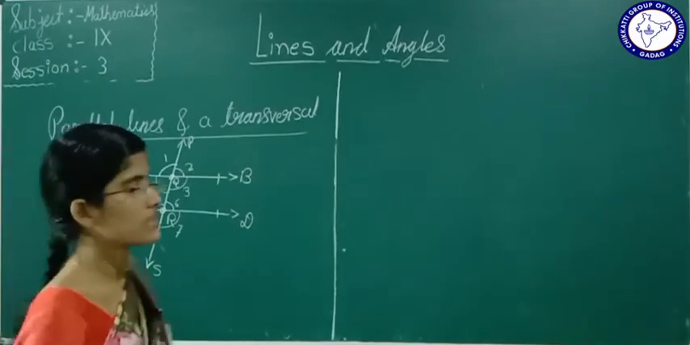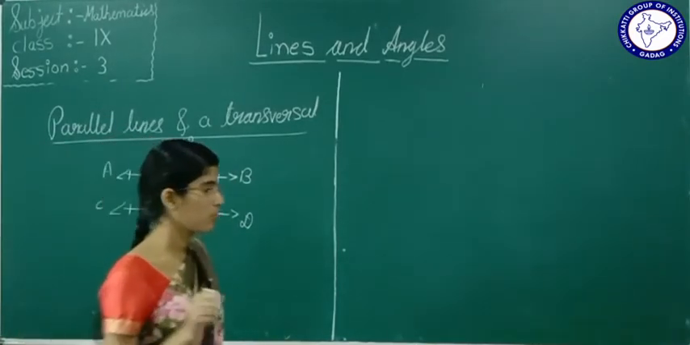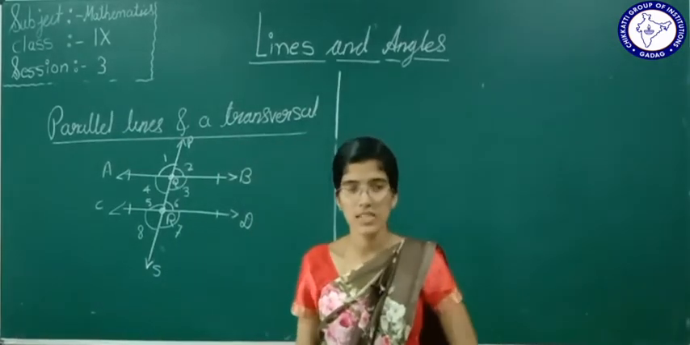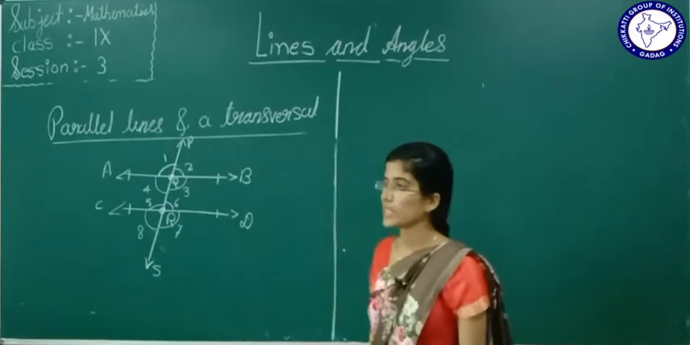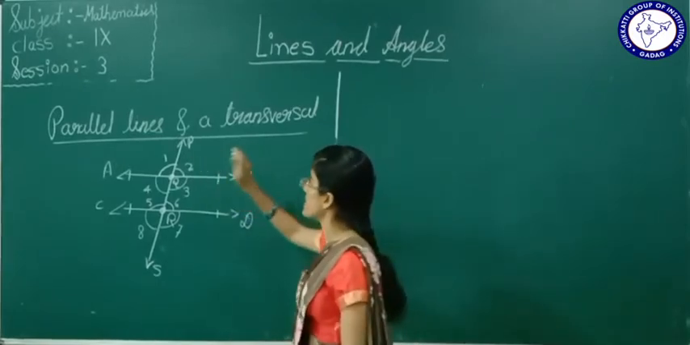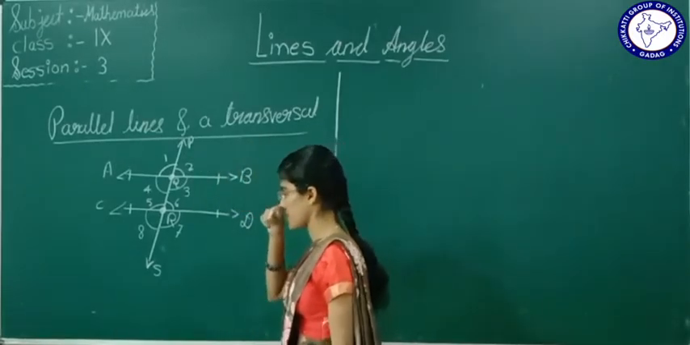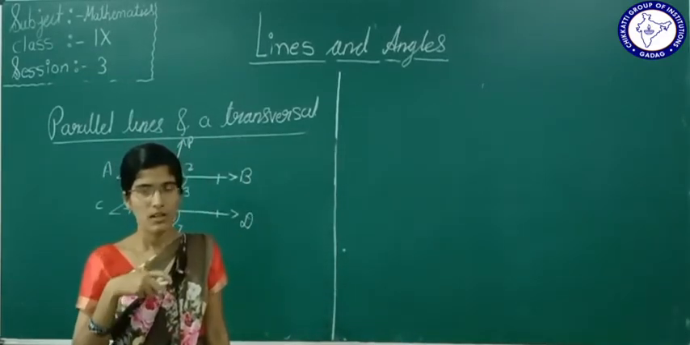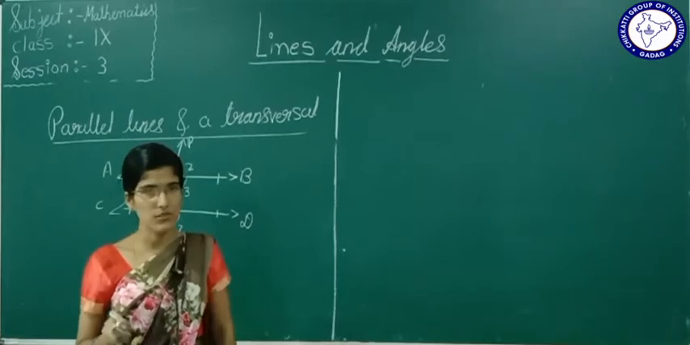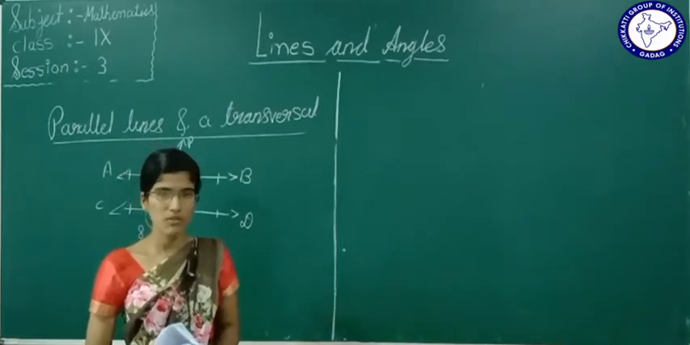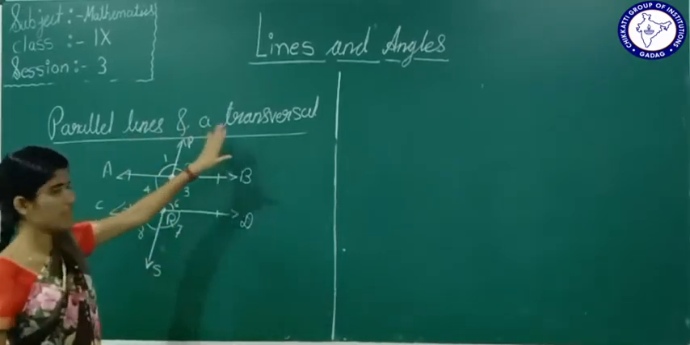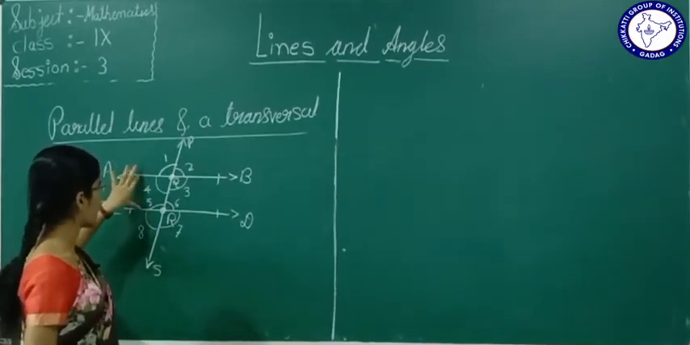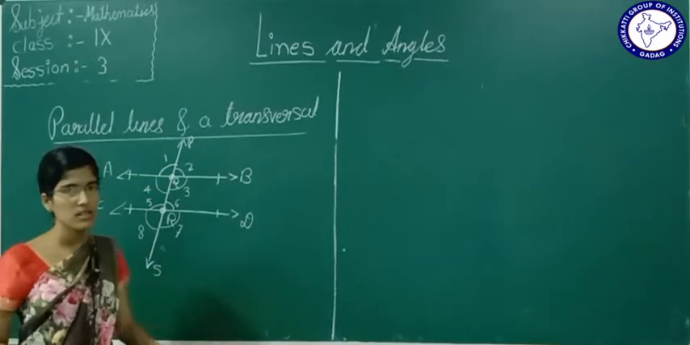Now see here, students, we come to know what a transversal is and what the angles made by a transversal are. Our study is about parallel lines and a transversal. I have just drawn two lines and one line as a transversal. These two are parallel lines and here PS is a transversal.